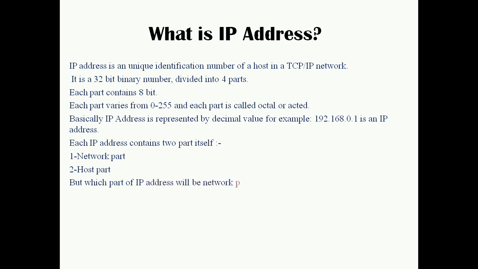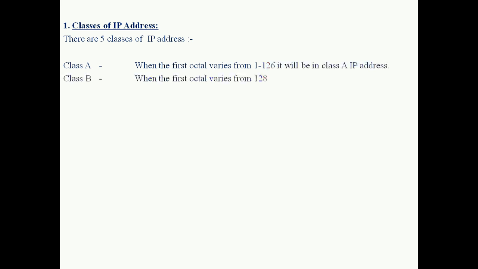But which part of the IP address will be the network part and which will be the host part is defined by the classes of IP address and their subnet mask. So let's see what the classes of IP address are. There are 5 classes of IP address: class A, class B, class C, class D, and class E.